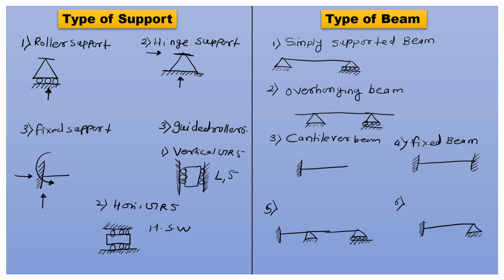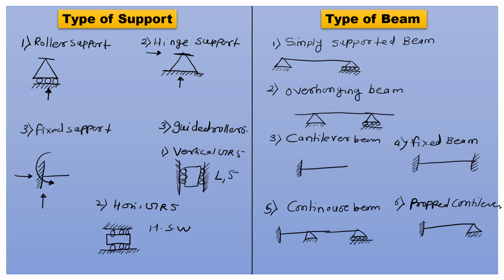Next is the continuous beam. Whichever beam has more than two supports is called a continuous beam. Next is the propped cantilever beam. One end is fixed, and the other end is a hinge or roller, whichever it may be. This is a combination of cantilever beam, where one end is free, but in a propped cantilever, both ends have support, and one end is always a fixed end.